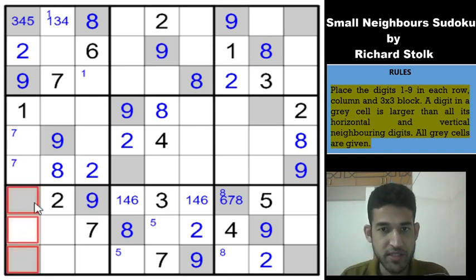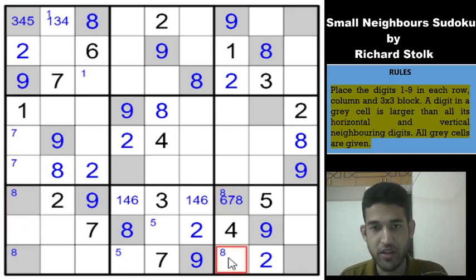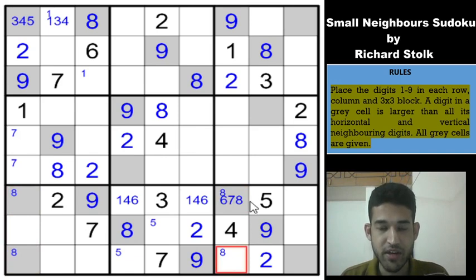Okay, so 8 is in these 3 cells, classic. 8 cannot be in the white cell. So 8 is going here or here, and 8 is going here or here. Okay, so the last two 8s I think will get resolved a little later. Okay, let me come to this cell.